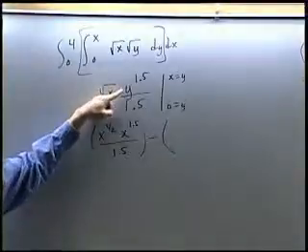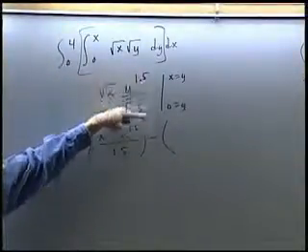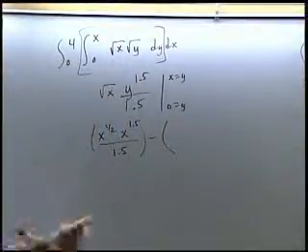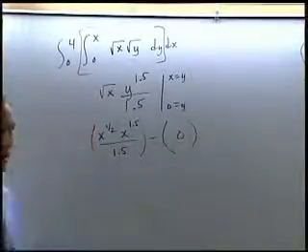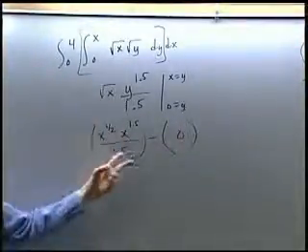I'll get 0, right? 0 to this power is 0, divided by and times other stuff is still 0. Okay, so this is just a 0 right here. Now let's clean this up a little bit.